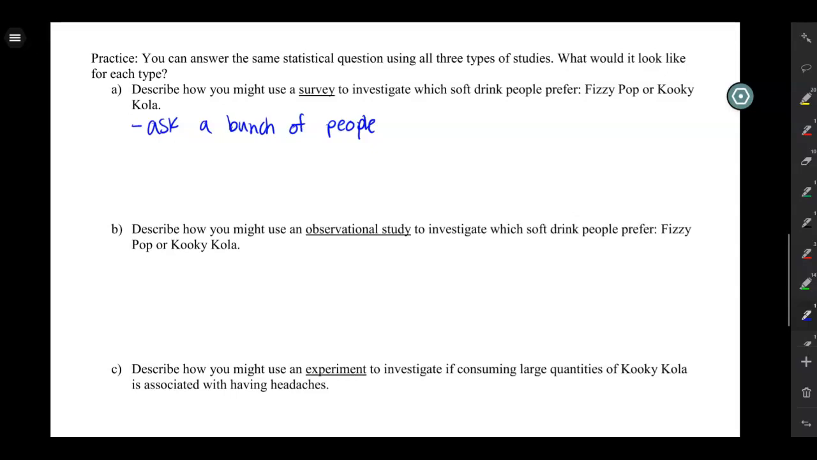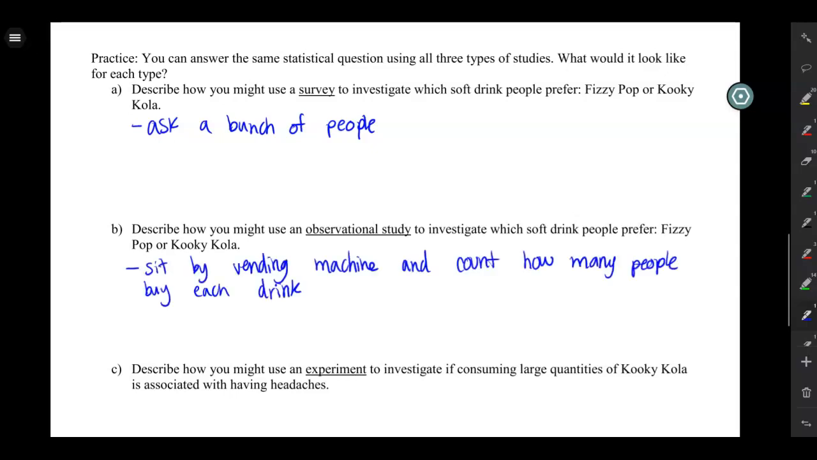So I'll just describe 2 different ways you could do this. One is you could just sit by a vending machine or by a soda counter and just tally how many people order Fizzy Pop or Coca-Cola. Another way you might be able to do this is you could go to a popular place like an amusement park or a mall, and you could just walk around and observe which people are drinking which kind of drink. So do you see more Fizzy Pops or do you see more Coca-Colas?